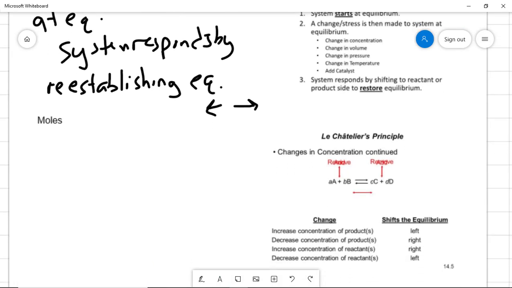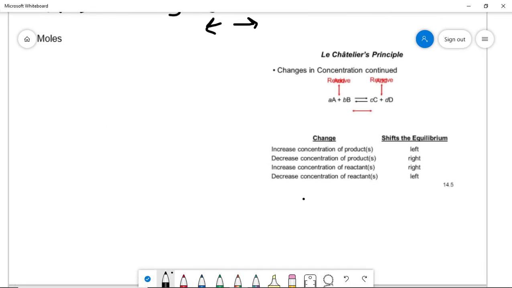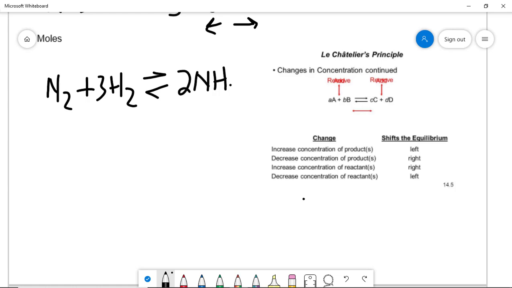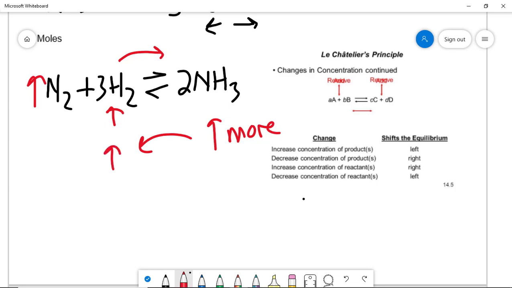Let's look at an example here. Let's look at moles. So let's say I have an equation. I'll just use this equation because we're really familiar with it, the Haber process. And let's say with this particular one, I add some N2. Now I have more N2 than what I would normally have at equilibrium. Well, equilibrium is going to reestablish itself by making more product. So if I add reactants, it is going to shift equilibrium to produce more products. The same thing would happen if I added more NH3. If I have more NH3, equilibrium will reestablish itself and shift to make more of these things.